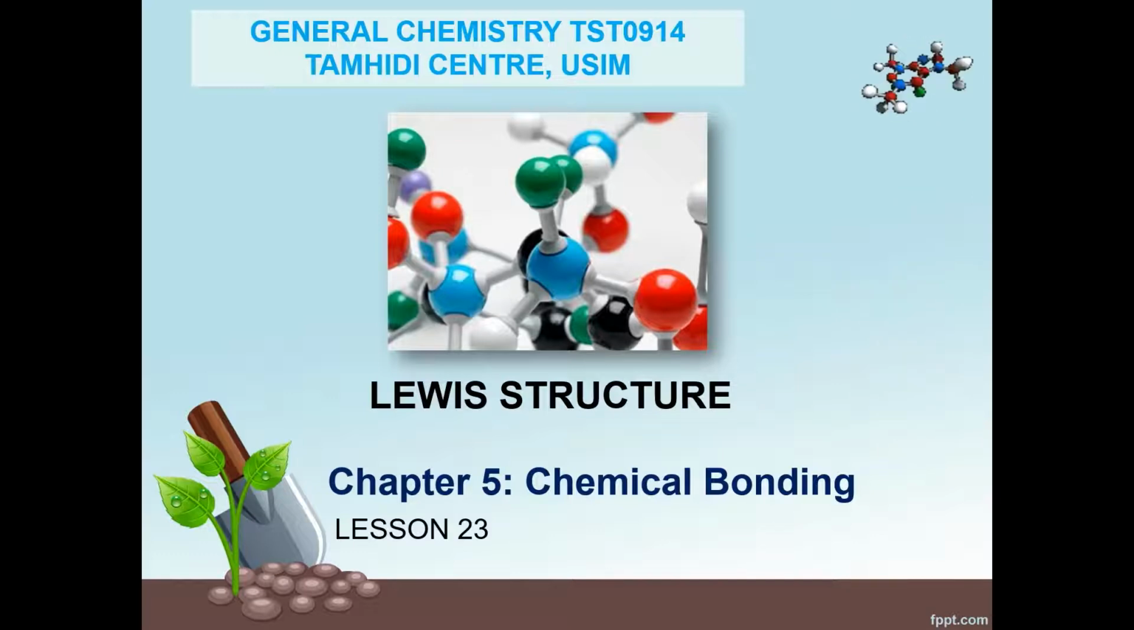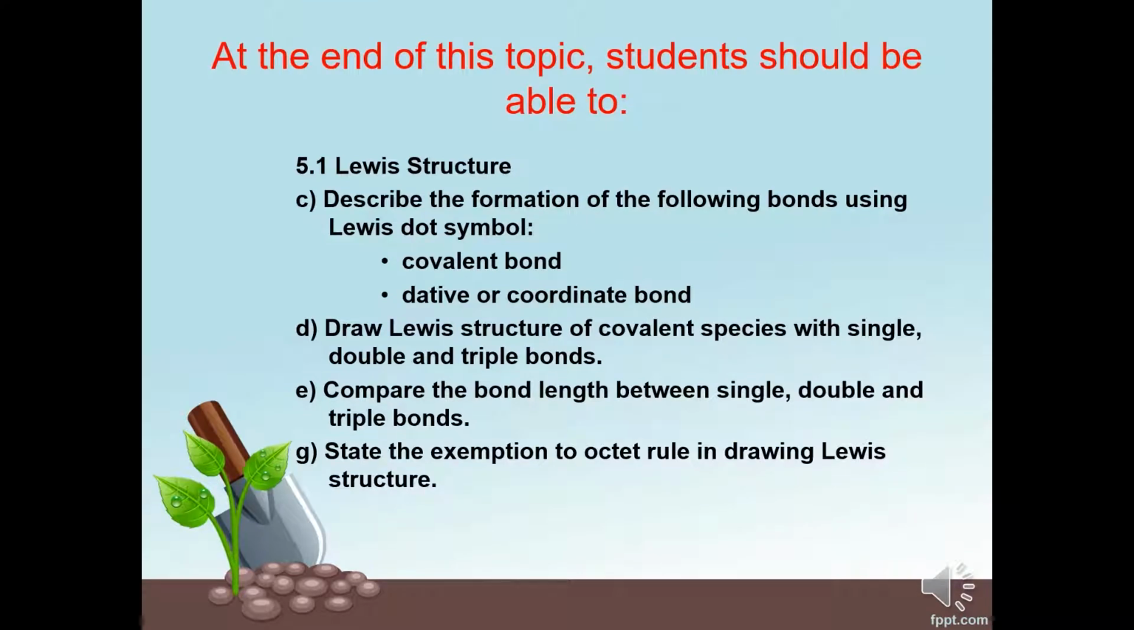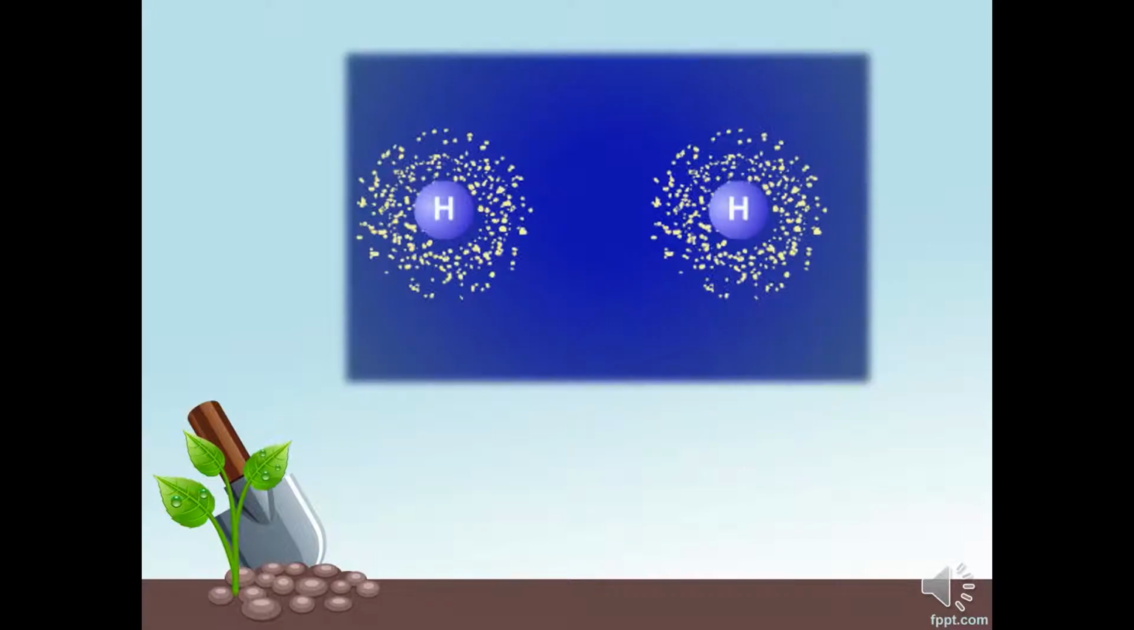Let's learn Chapter 5 Chemical Bonding by continuing Lewis structure covalent bonding for lesson 23. Today we are going to draw covalent bond and dative bond involving single, double and triple bonds, comparing their bond length, and also stating the exemption to octet rule. We are going to draw a lot of Lewis structures for covalent compounds.